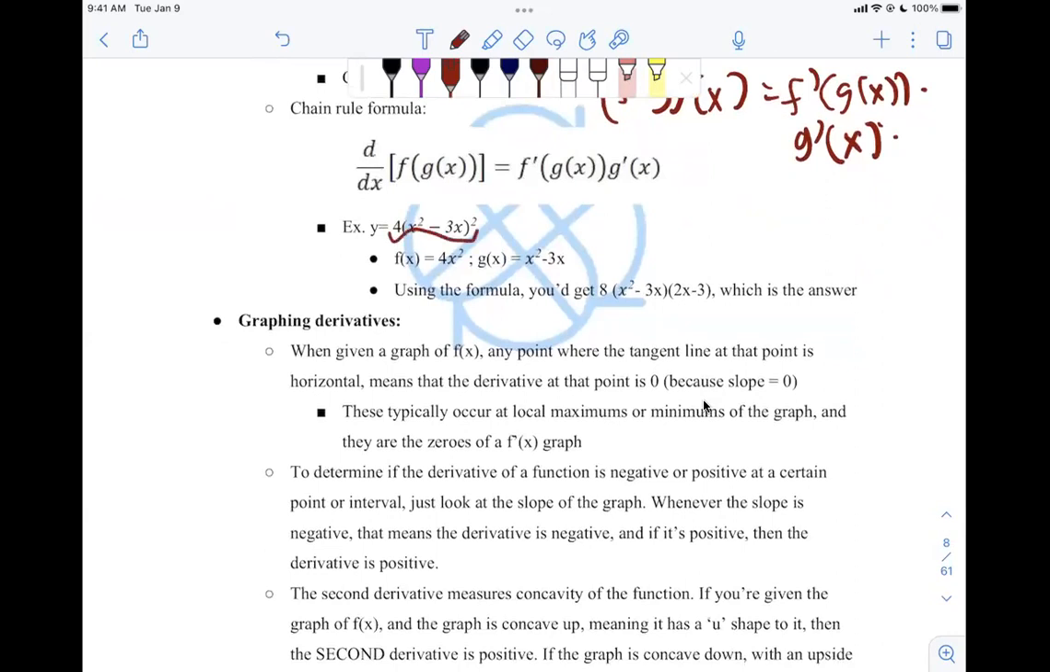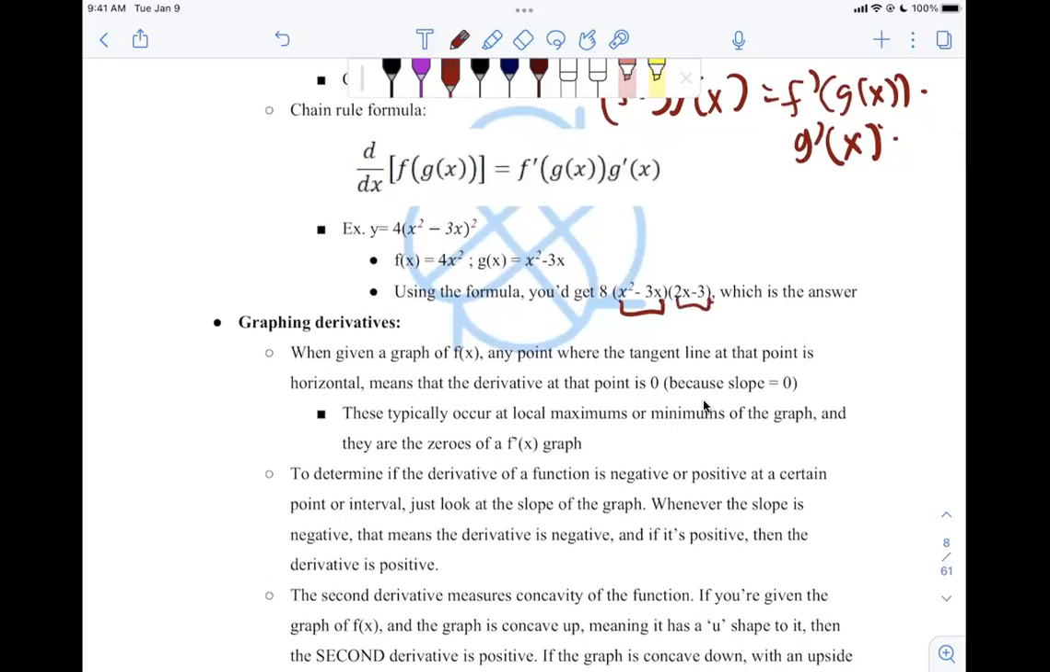Here's just a quick example. We have y equal to this. We can write this as the composition of f of x equal to 4x squared and g of x equal to the inside thing, x squared minus 3x. Using the formula, we take the derivative of f, which is 8x, but then evaluate at g of x, so 8 times (x squared minus 3x), times the derivative of g of x, which is just 2x minus 3.